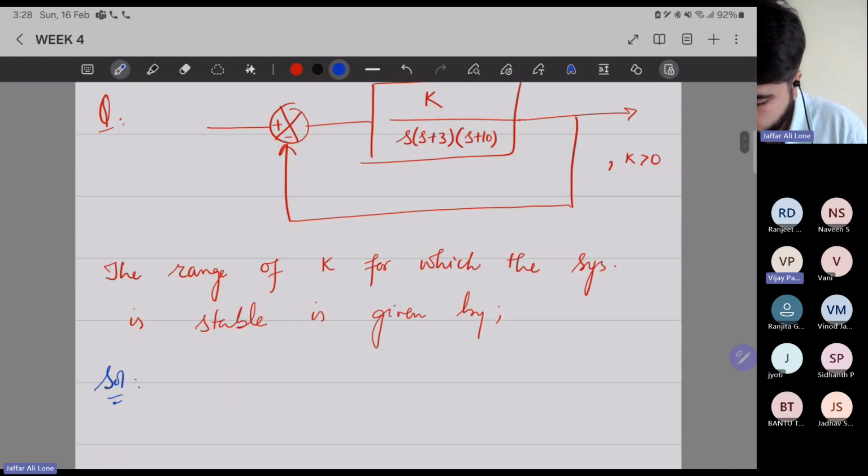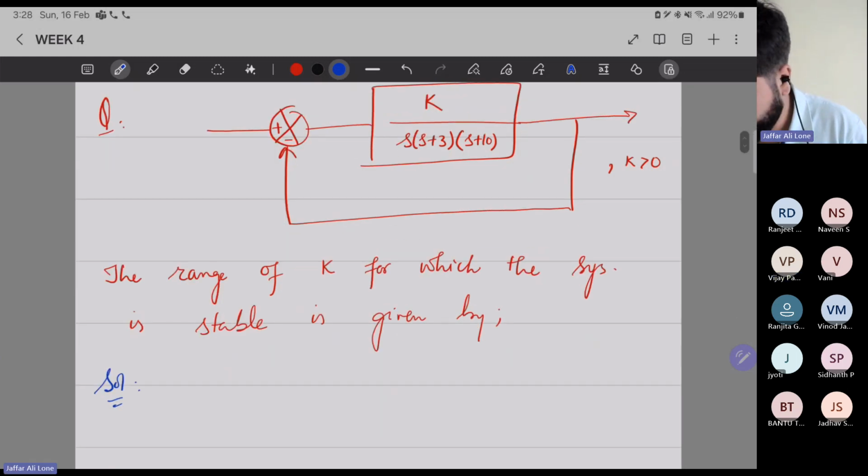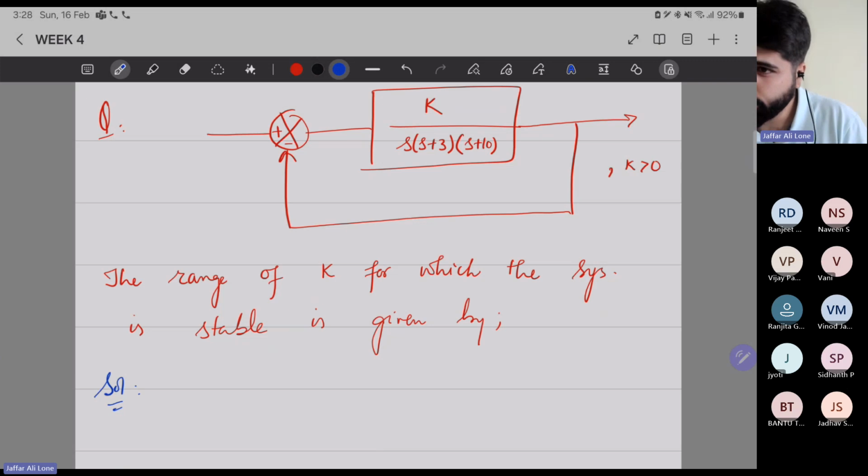K should be greater than 390. Okay, so is that the only condition, that k should be greater than 390 so that the system will be stable? And it is also greater than 0. You're saying k should be greater than 390? No, it is less than 390. Yeah, less than 390. It's already given that k should be greater than 0. So the range of values of k for which the system is stable should be between 0 and 390. And let's check it for others.